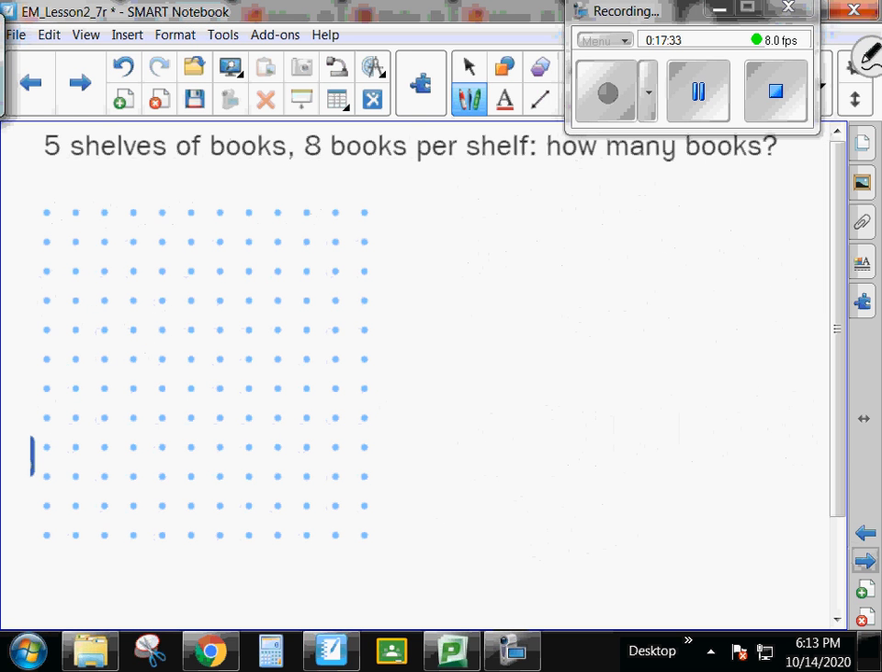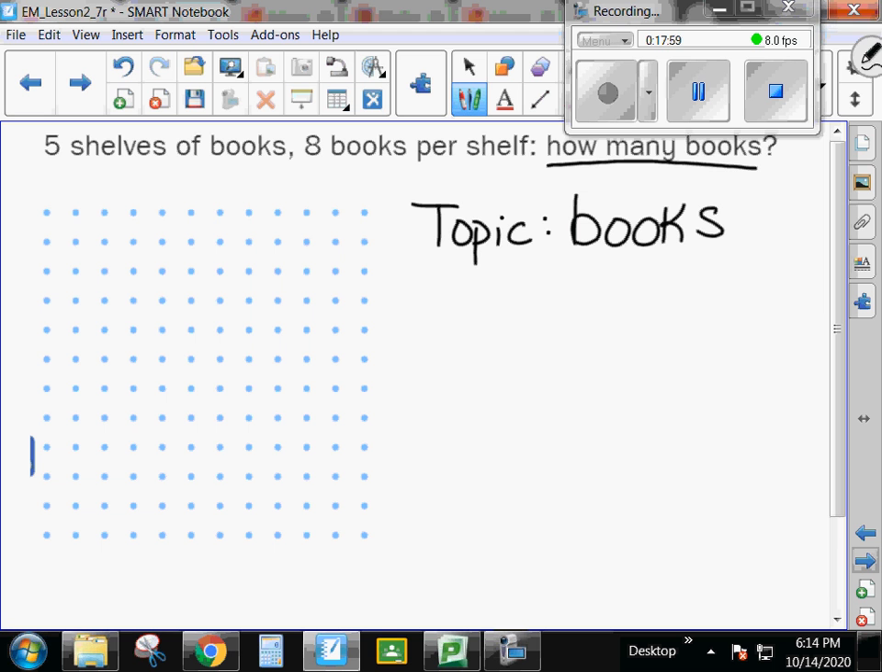All right, let's look at our next problem. Okay, so the next problem I'm going to give you, it says there are 5 shelves of books with 8 books per shelf. So how many books? So what's our topic? What are we trying to find? We're trying to find books, right? Now, what is our number model going to be?